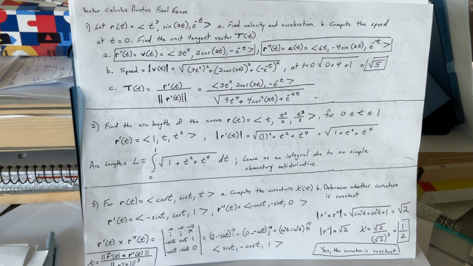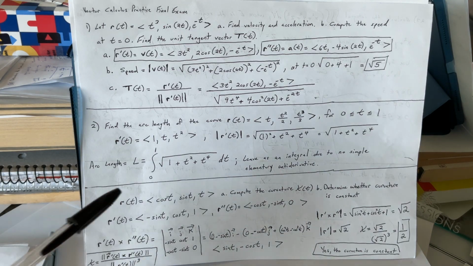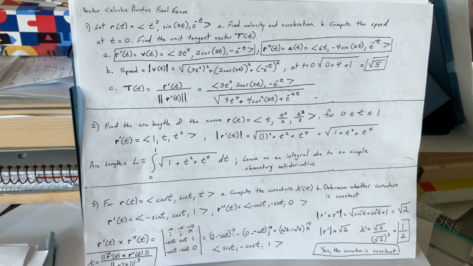Okay, number 3, we want to compute the curvature and determine whether the curvature is constant. So basically what we do again, first step. First derivative, negative sine t, cosine t, 1. Second derivative, negative cosine t, negative sine t, 0. And then we're going to take the cross product of the first and second derivatives. We set up our determinant here. We find the determinant here. This is stuff you're probably very familiar with from previous calc courses, physics, etc. We get sine, negative cosine, and 1.